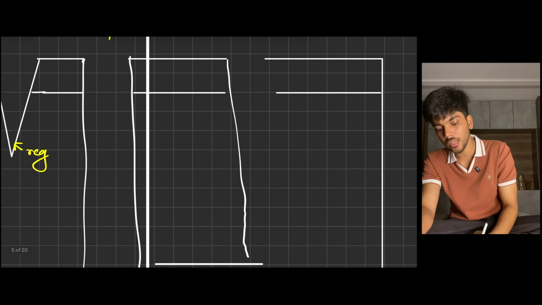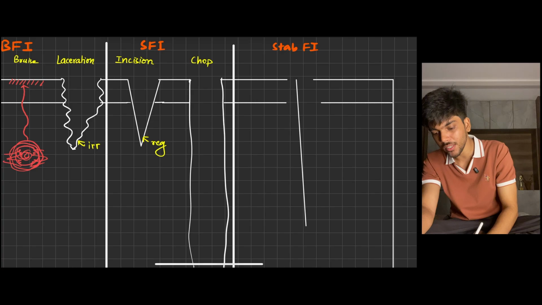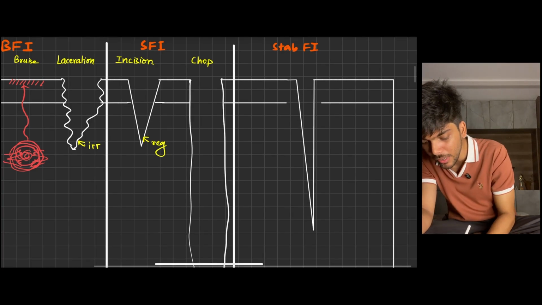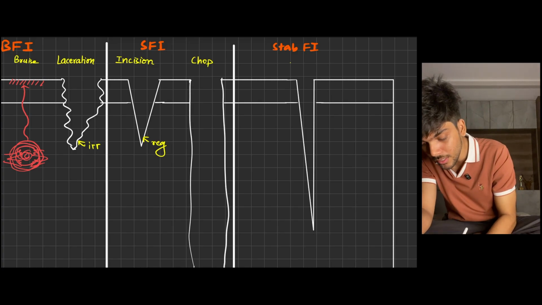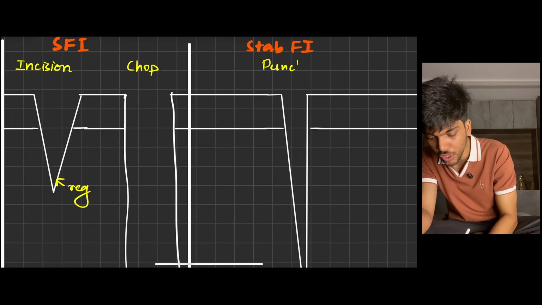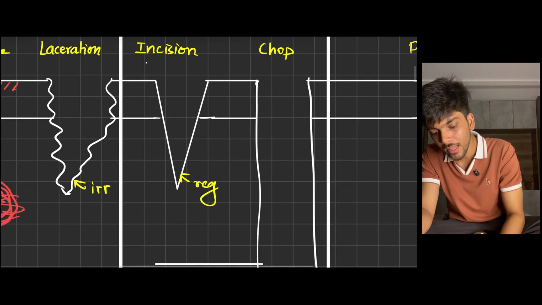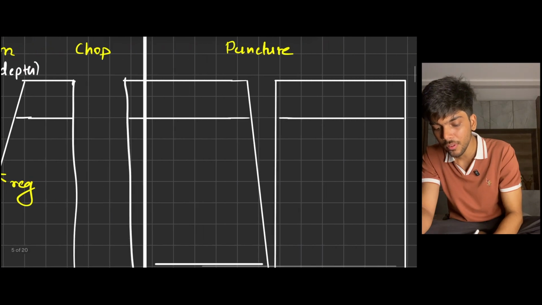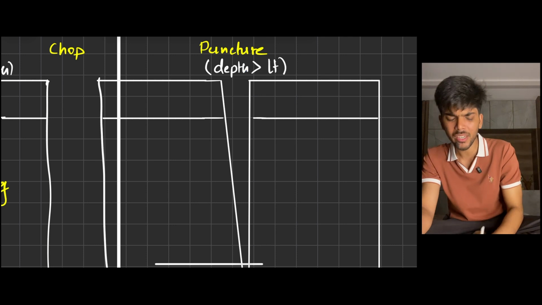Now the question is, how do you differentiate a stab from an incision? Both of them have regular margin. The difference is in the dimension. See, this is a puncture wound or a stab wound. In incision, the length is greater than the depth. But in stab or puncture, the depth is longer than the length. Come on, it makes sense.